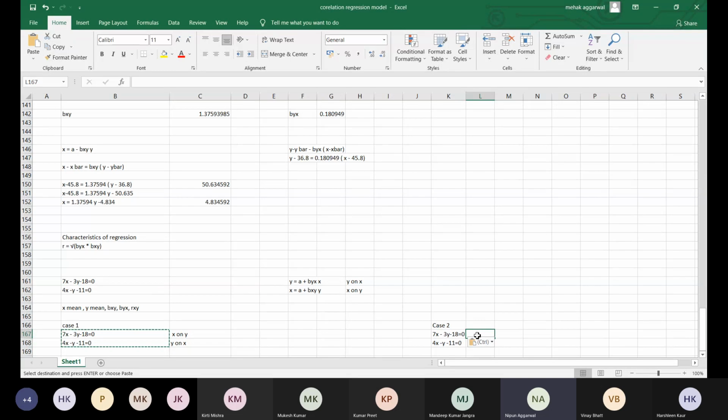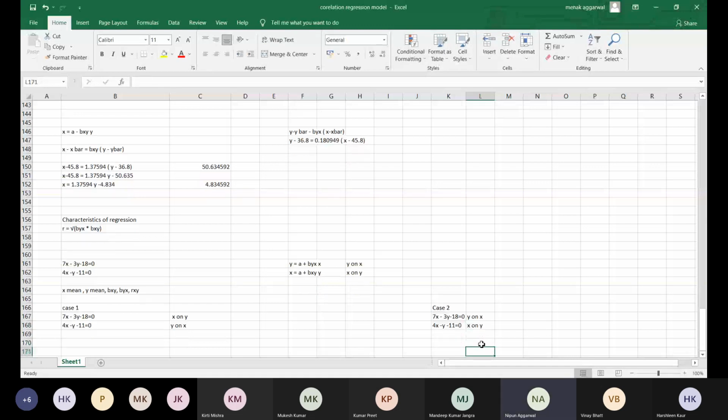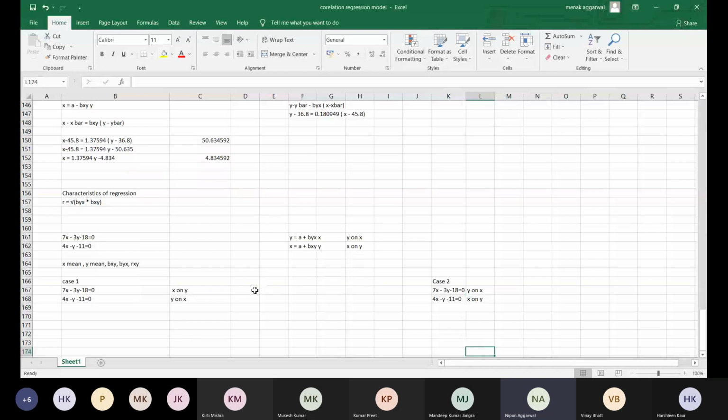So in the second line, the first is y on x, and the second line is y on x in the first case and x on y in the second case. Clear? So accordingly we have to solve now. If this particular line is x on y, we have to make x in terms of y.